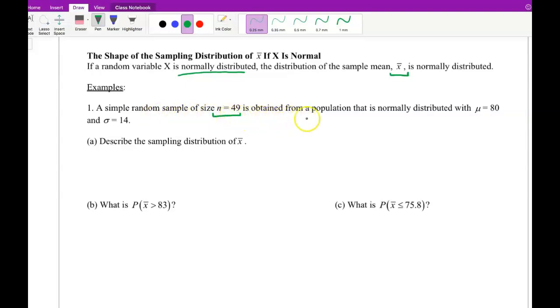Now example number 1: a simple random sample of size n is obtained from a population. This population is normally distributed. This is important. The population mean is 80 and the standard deviation is 14. So for the population, the mean is 80 and the standard deviation is equal to 14.